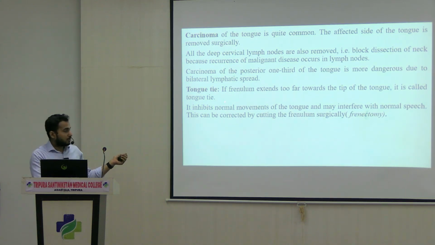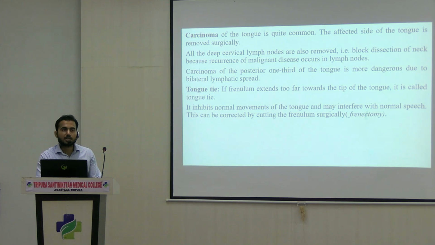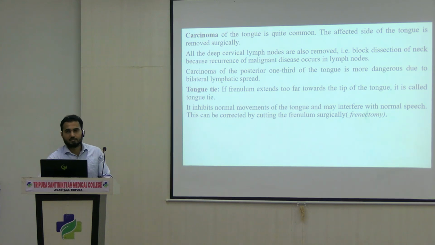Next, tongue tie. I hope you have heard about this tongue tie. क्या होता है? Do you remember the frenulum of the tongue? Now I have shown you the attachment of the frenulum of the tongue. Now if the frenulum extends too far towards the tip of the tongue, that condition is called tongue tie. तो उसमें क्या होगा? The movements of the tongue will get affected, and that will also affect the speech. A person having tongue tie will not be able to speak properly. So it can be corrected surgically, and the name of the procedure is called frenectomy.